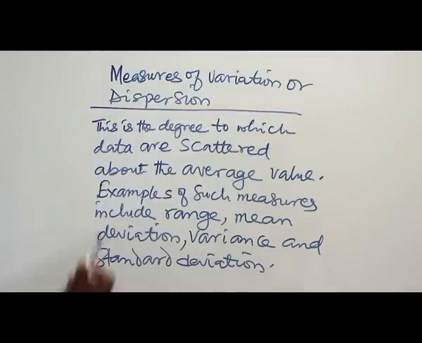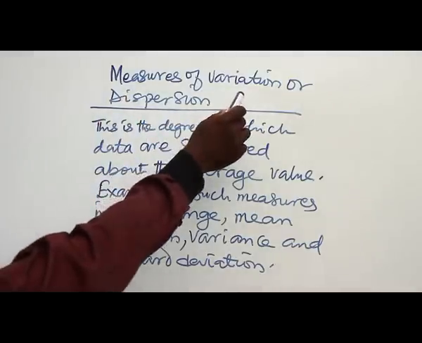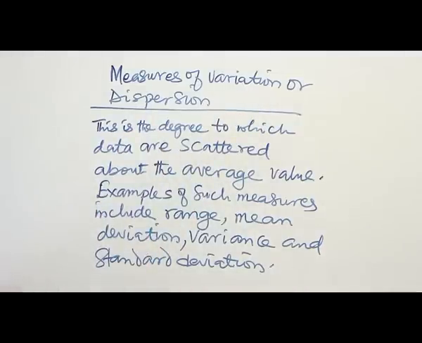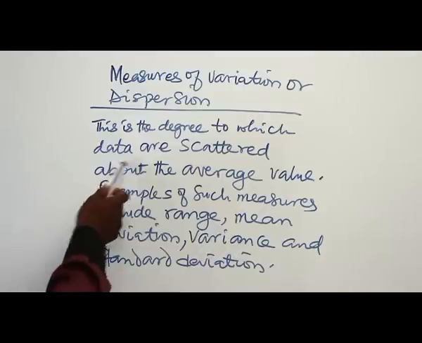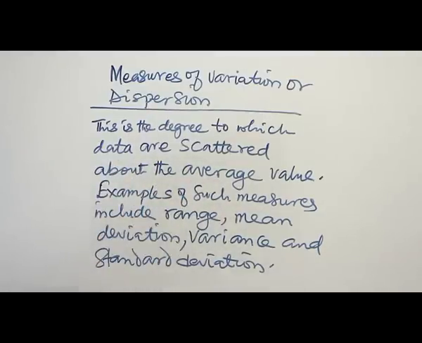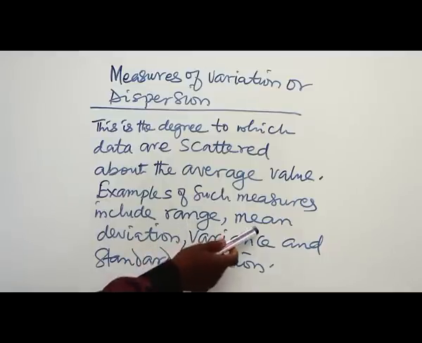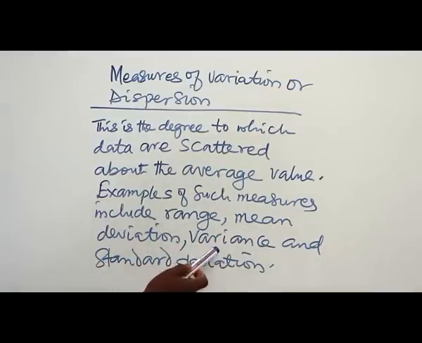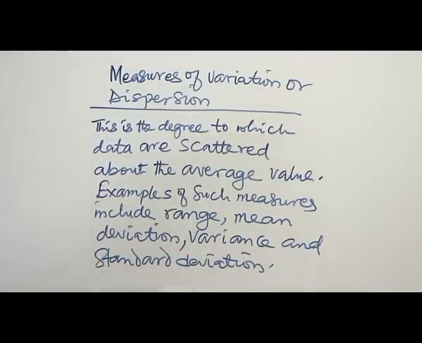The main topic here is measure of variation or dispersion. The measure of variation or dispersion is the degree to which data are scattered about or around the average value. Examples of such measures include range, mean deviation, variance, and standard deviation.